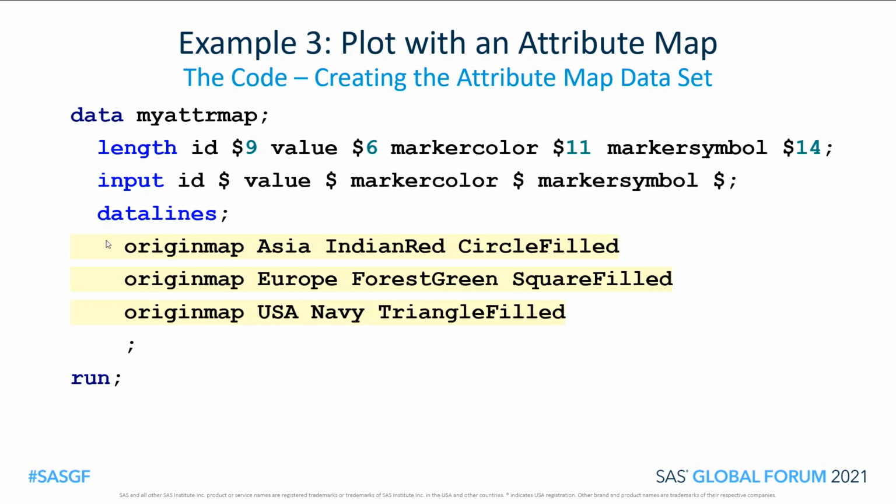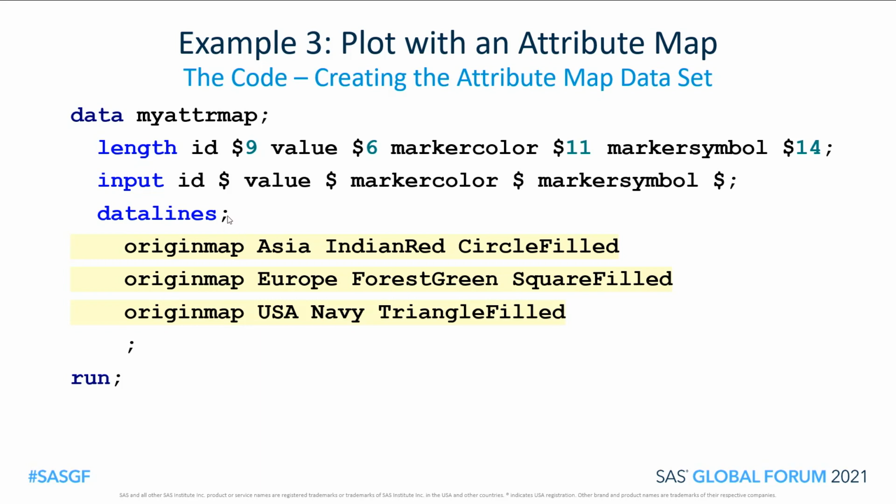So you'll notice in my data step I have a length statement. This is up at the top to ensure that each variable has enough length assigned to it so that none of these values get truncated. And I've created 4 variables: ID, value, those are the 2 required ones, and then I'm going to use marker color and marker symbol. I also have an input statement, which is going to read the values in from the data lines as if they were in an external file, but they're not. They're right here hard-coded into my data step.